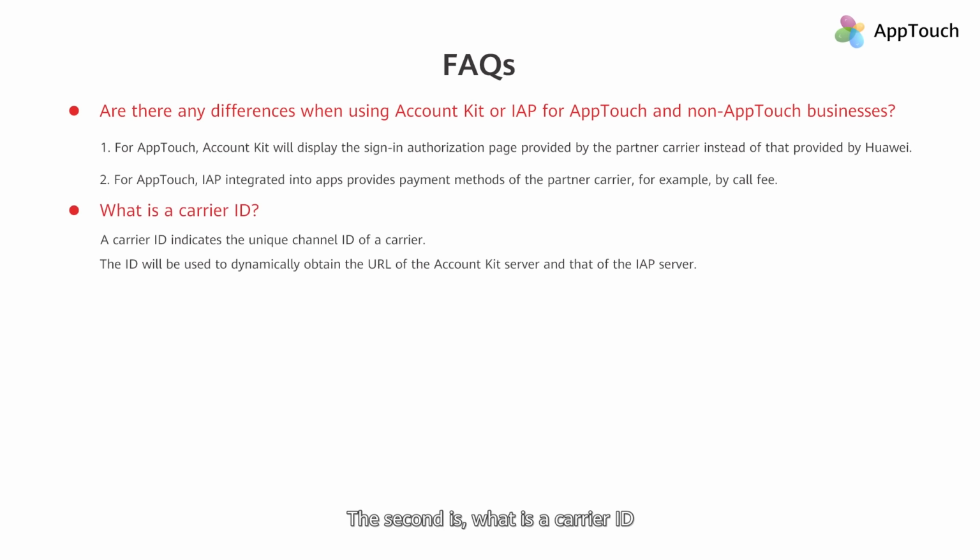The second is, what is a carrier ID? A carrier ID indicates the unique channel ID of a carrier. The ID will be used to dynamically obtain the URL of the AccountKit server and that of the IAP server.